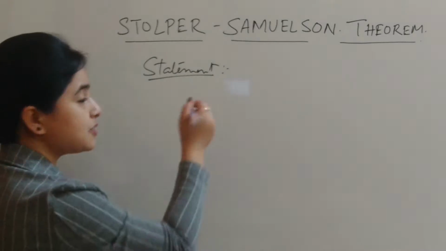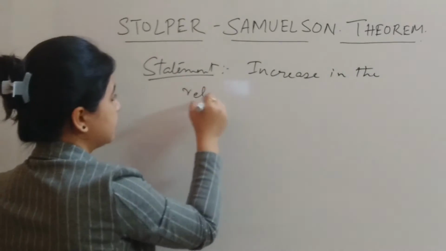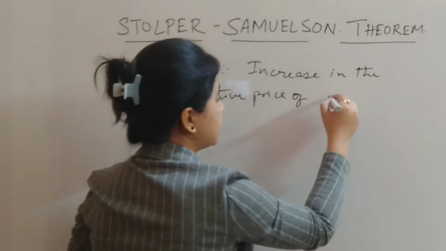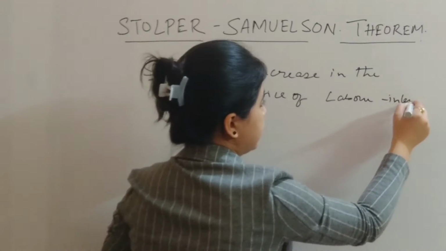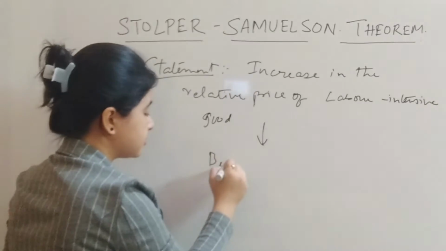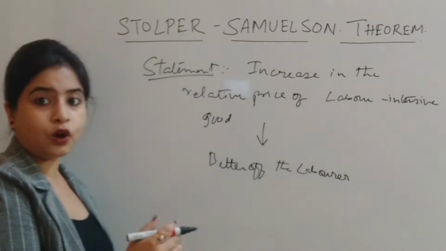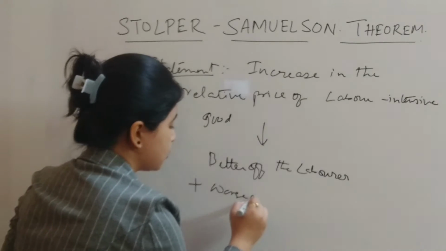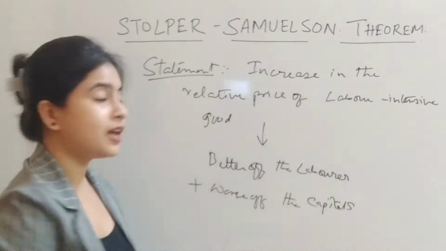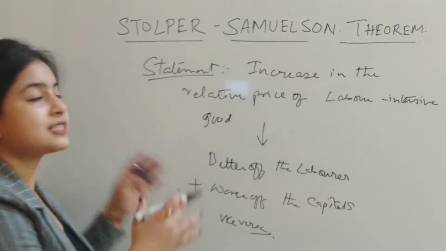So what is it? The statement says that if there is an increase in the relative price of a labor intensive good, then this will make the laborers of the economy better off, and along with that make the capitalists in the economy worse off, and this holds vice versa as well. Alright, so this is the basic statement.